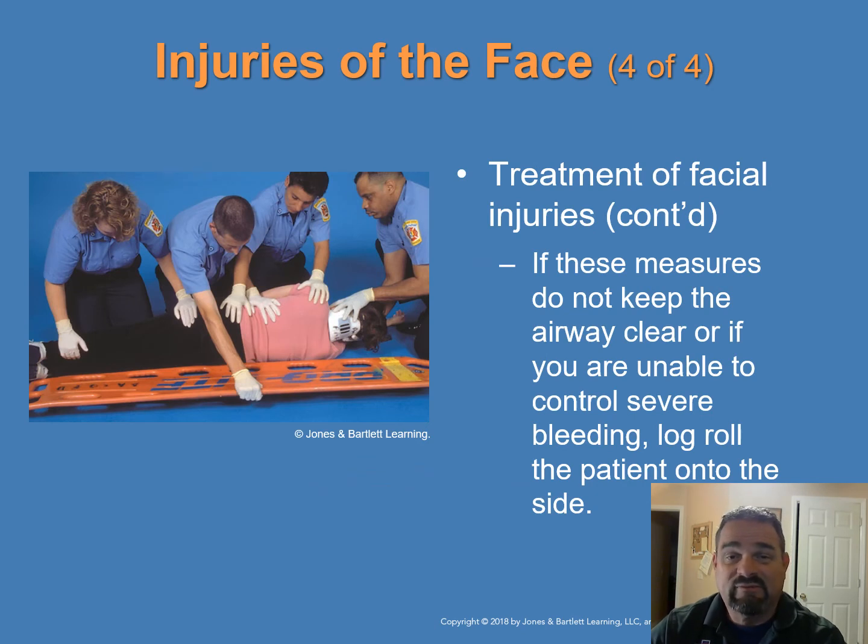All right, so if these measures do not keep the airway clear, or if you're unable to control severe facial bleeding, log roll the patient on their side, keep their head and spine stable, and roll the whole body as a unit, okay, as you can see here in this diagram. So keep the head and spine in alignment by using this log roll technique, and then suction their mouth out as necessary.